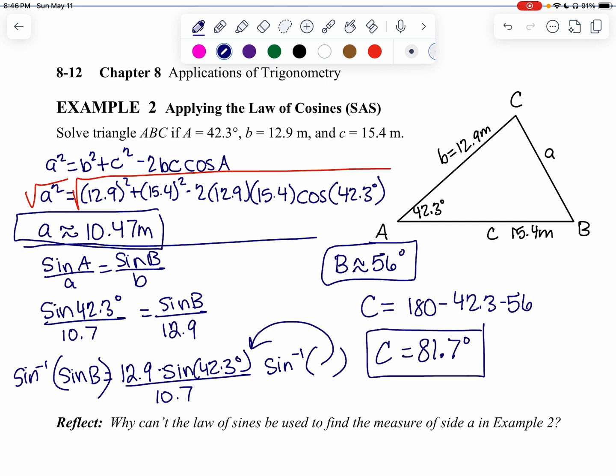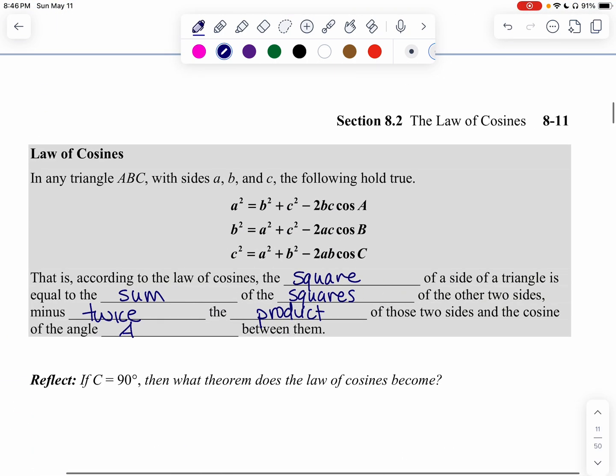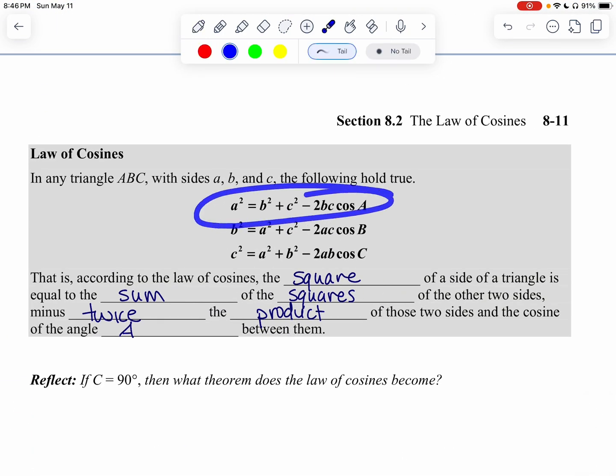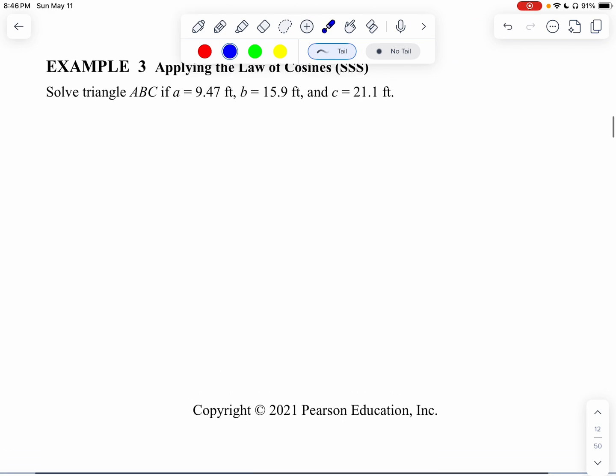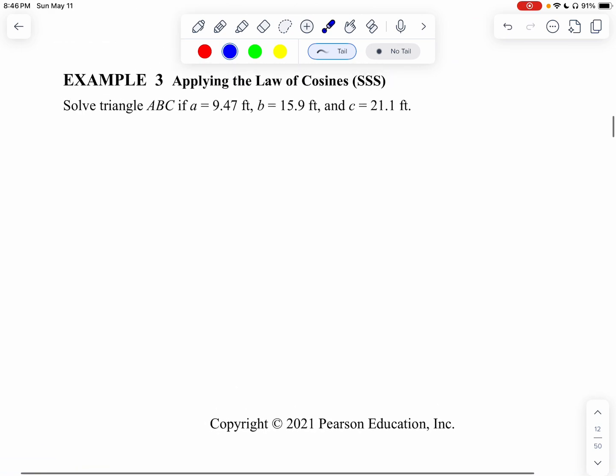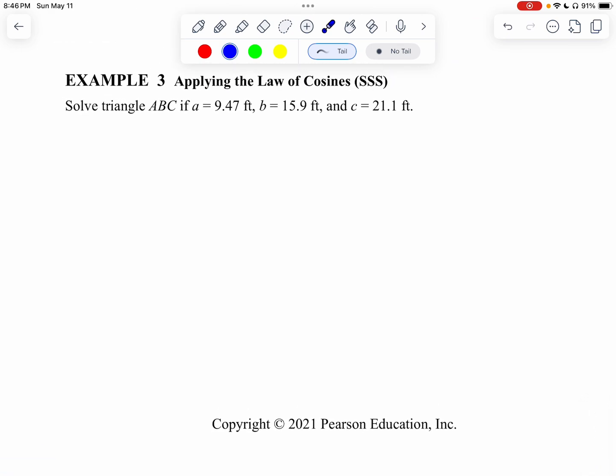This becomes another formula that you will need to know. The good news is once you know one of these, you can easily rearrange to get the others and you just swap out. All right, try example 3 on your own or check your answer with a buddy and then click play to check your answer.